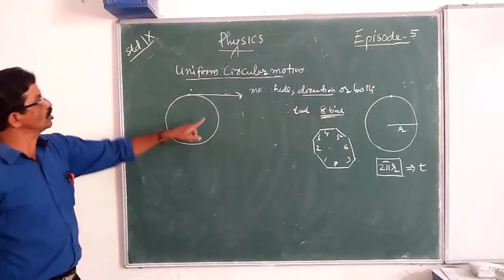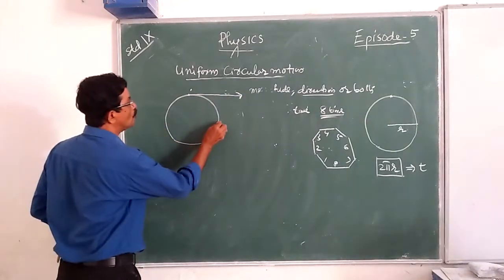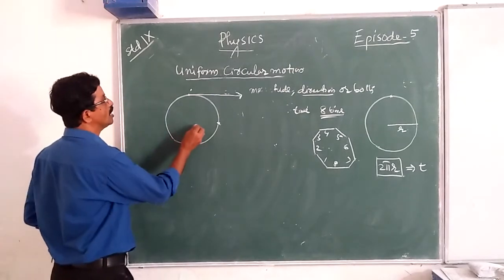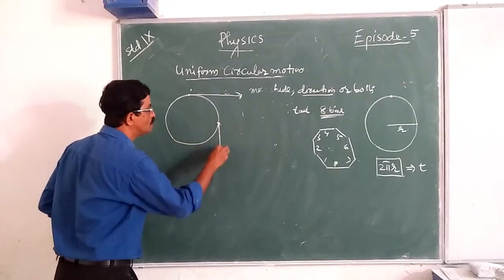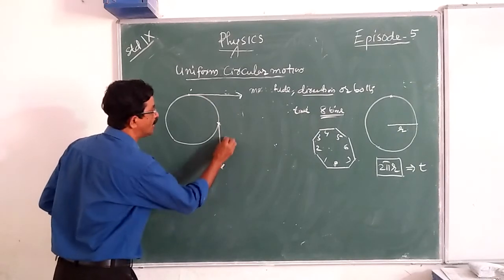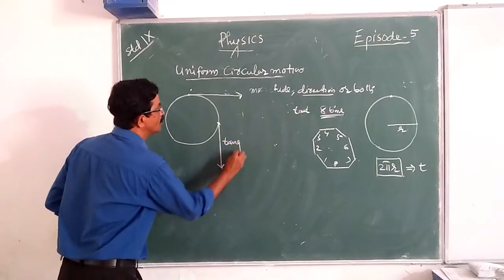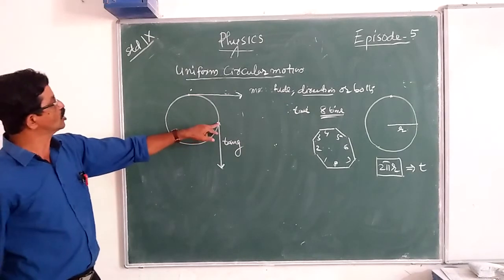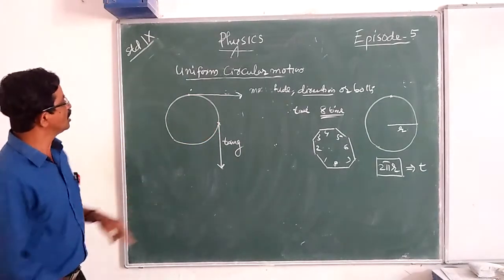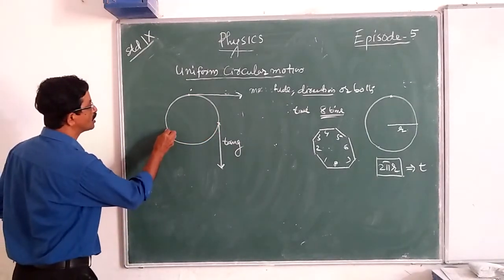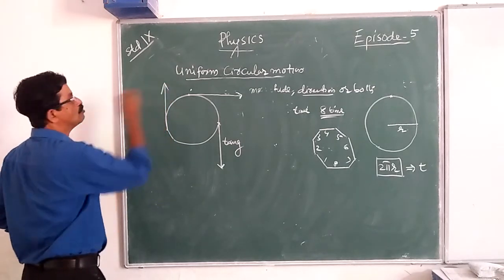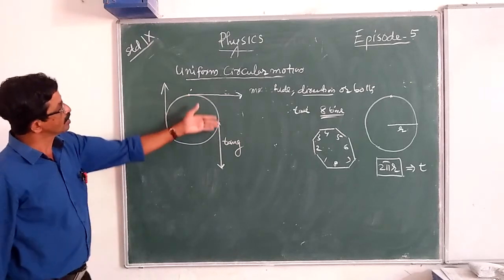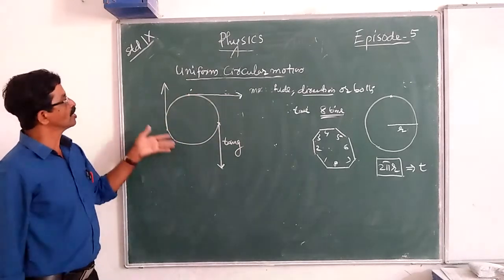If the stone is released at this point, this is the direction of the stone, and it moves along the tangent at that point. That is, it moves along the tangent of the circular path. If the stone is released here, this is the direction of motion, and it will go in this way. Here, in this manner, it will move.